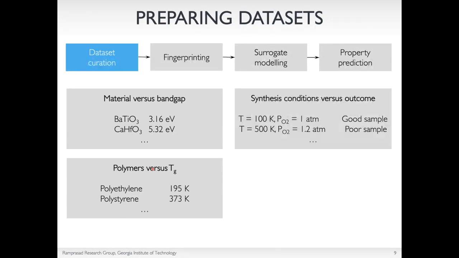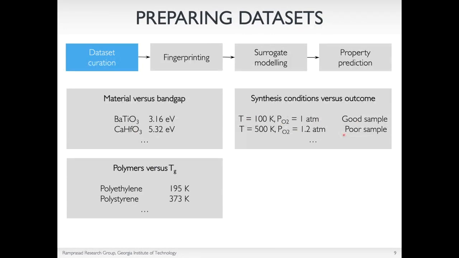And the data set does not always have to be material versus property. It could be synthesis conditions versus outcome. For example, you're in a group that does synthesis of materials. You're not measuring properties, but you're making stuff. So maybe you use some processing or synthesis conditions, temperature something, pressure something, and then you got a good sample. And then there are other conditions that give you bad, poor quality samples. So you have a listing of process conditions and whether you got a good or a bad sample.